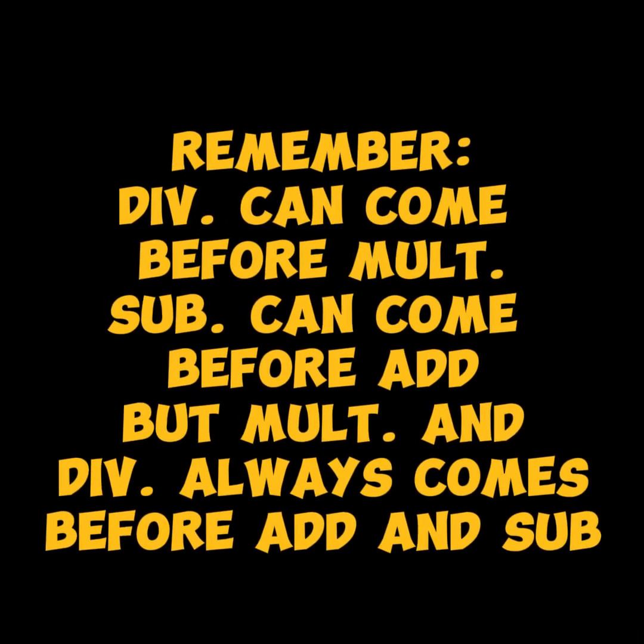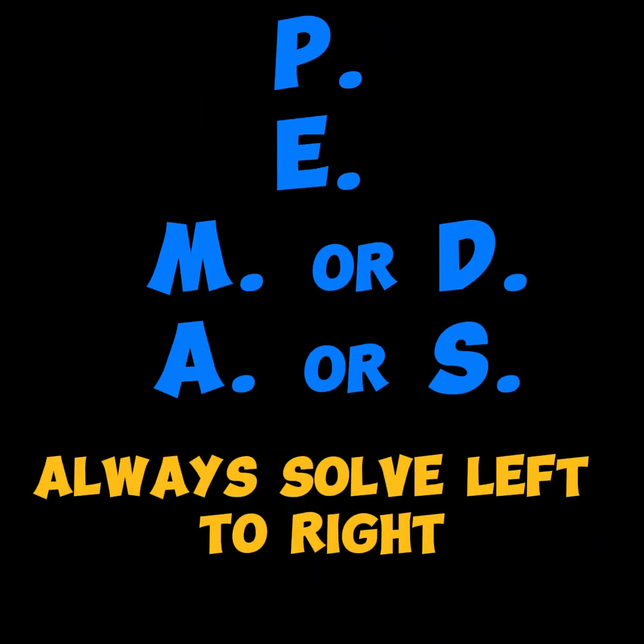So I like to rewrite the PEMDAS, the P-E-M-D-A-S, and I like to add me two ORs. So I go P-E-M or D, and then A or S, because we go from left to right. Let's try some examples.